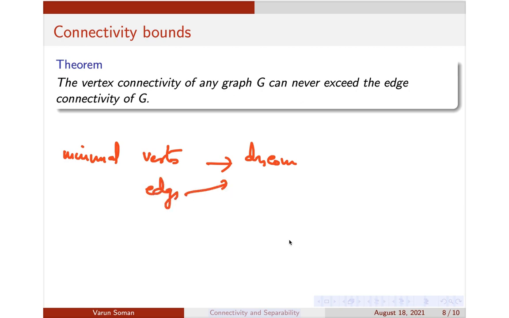Is that clear? Suppose your graph has a cut set. Suppose your graph is like this, and here you have a cut set like this. There is a cut set with two edges which disconnects the graph into two parts, v1 and v2.